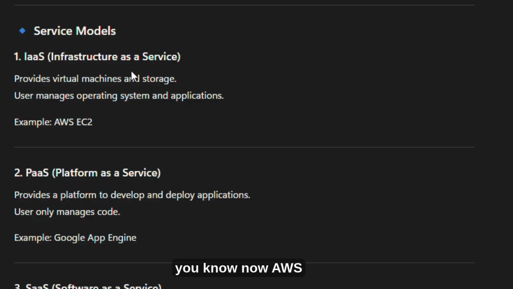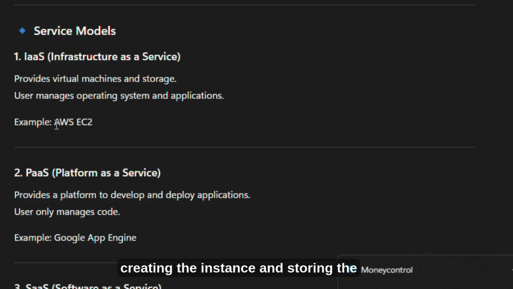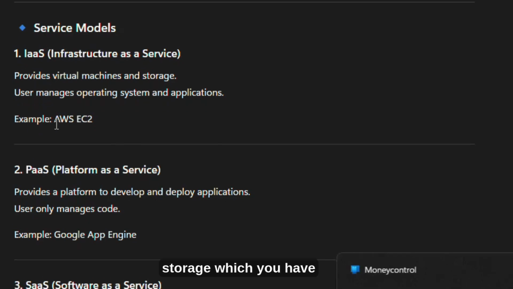Here, with AWS, we'll connect the dots with the AWS EC2 instance. There we will have the virtual machine and the storage. You use the operating system and applications in AWS, like creating the instance and storing data in the storage which you have.